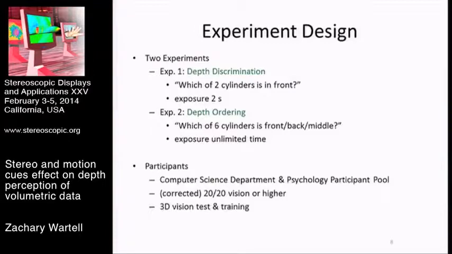We did 2 experiments. The first is referred to as depth discrimination. Each trial indicated a particular pair of cylinders, and the participants had to decide which one was in front. There was a short exposure time in viewing the volumetric cylinders for that experiment. In the second experiment, there was a more complicated question. They had to pick which of the 6 cylinders was either the most in front, the most in back, or the most in the middle. They were asked one of 3 questions per trial, and there was an unlimited amount of time for them to answer.